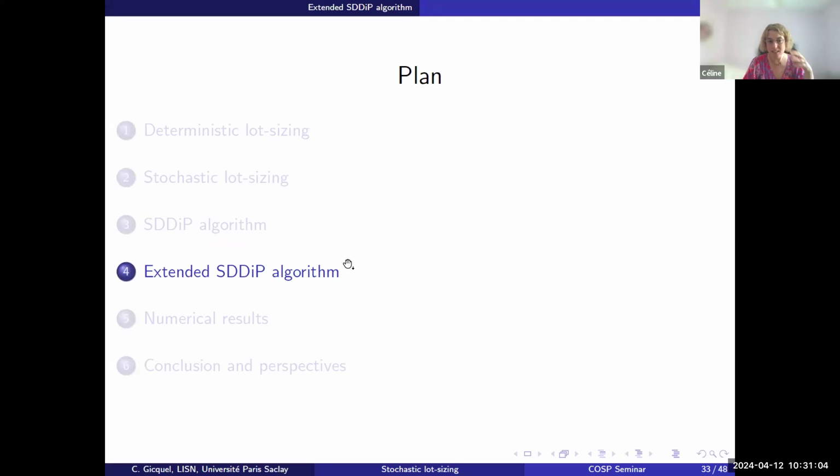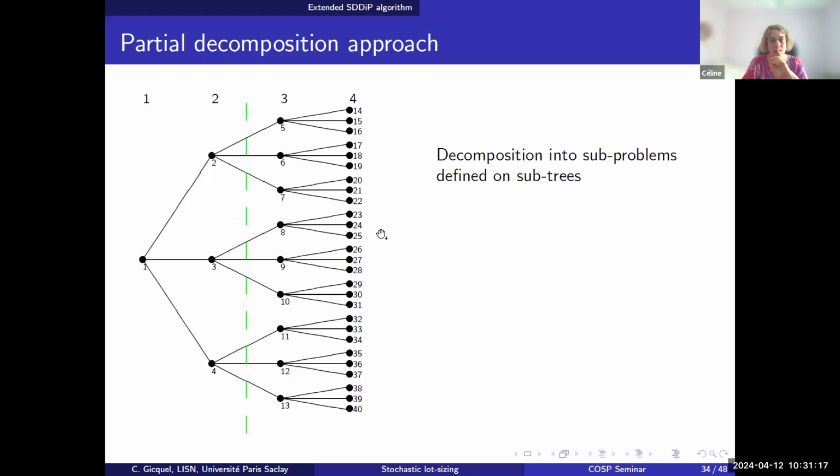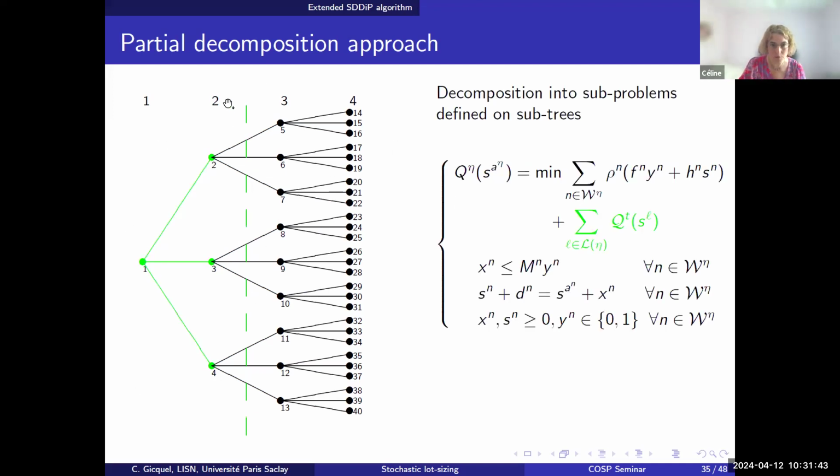So what we propose is an extension of this algorithm trying to tackle these difficulties. And this extension comprises 3 main ingredients. So I'm going to introduce them one by one. First ingredient is to replace the full decomposition by a partial decomposition. So the idea is that rather than decomposing the problem expressed on the whole scenario tree into a very large number of very small single node subproblems, we're going to use a partial decomposition of the problem into subproblems defined on subtrees. For instance, here I'm going to consider a problem expressed on this subtree, a problem expressed on this subtree here, and so on.